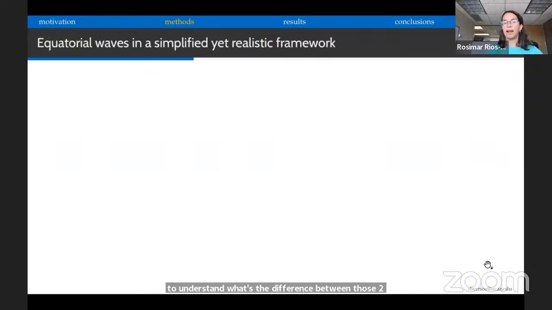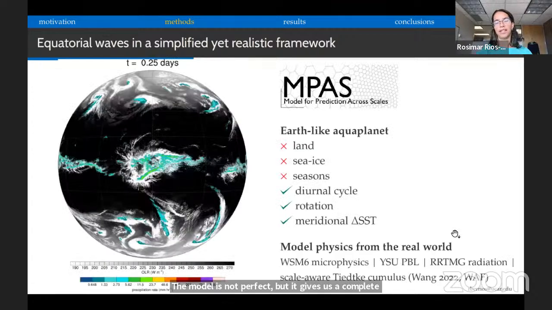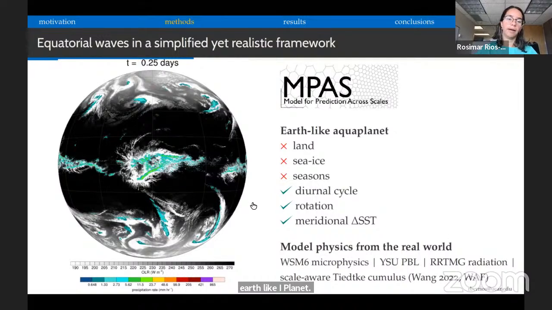So we're looking at a simplified framework because there is a lot of power in looking at idealized frameworks. They are not the full atmosphere, but like Rich Rotunno told me that Smagorinsky told him, the model is not perfect, but it gives us a complete data set. The idealized framework I'm using is called an Earth-like aquaplanet. And I implemented this capability in MPAS. I'm hoping to put it in the community version soon.